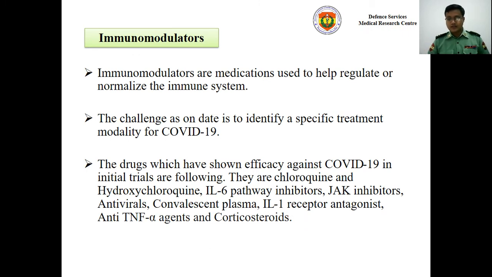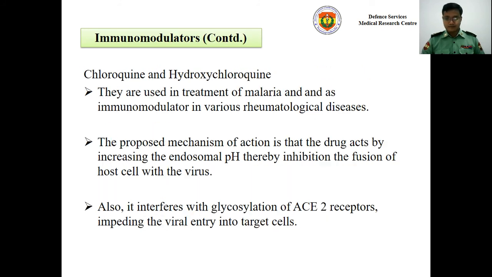Immunomodulators. Immunomodulators are medications used to help regulate or normalize the immune system. The challenge as of today is to identify the specific treatment modality for COVID-19. The drugs which have shown efficacy against COVID-19 in initial trials are the following: chloroquine and hydroxychloroquine, interleukin 6 pathway inhibitor, JAK inhibitor, antiviral, convalescent plasma, interleukin 1 receptor antagonist, anti-tumor necrosis factor alpha agents, and corticosteroids.